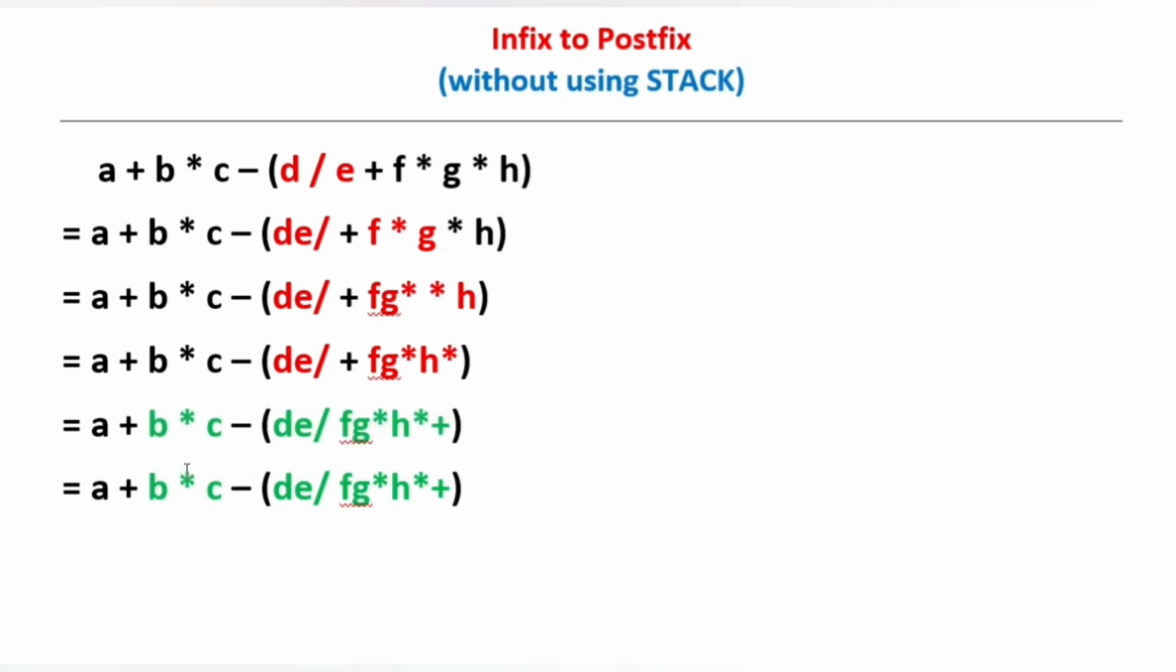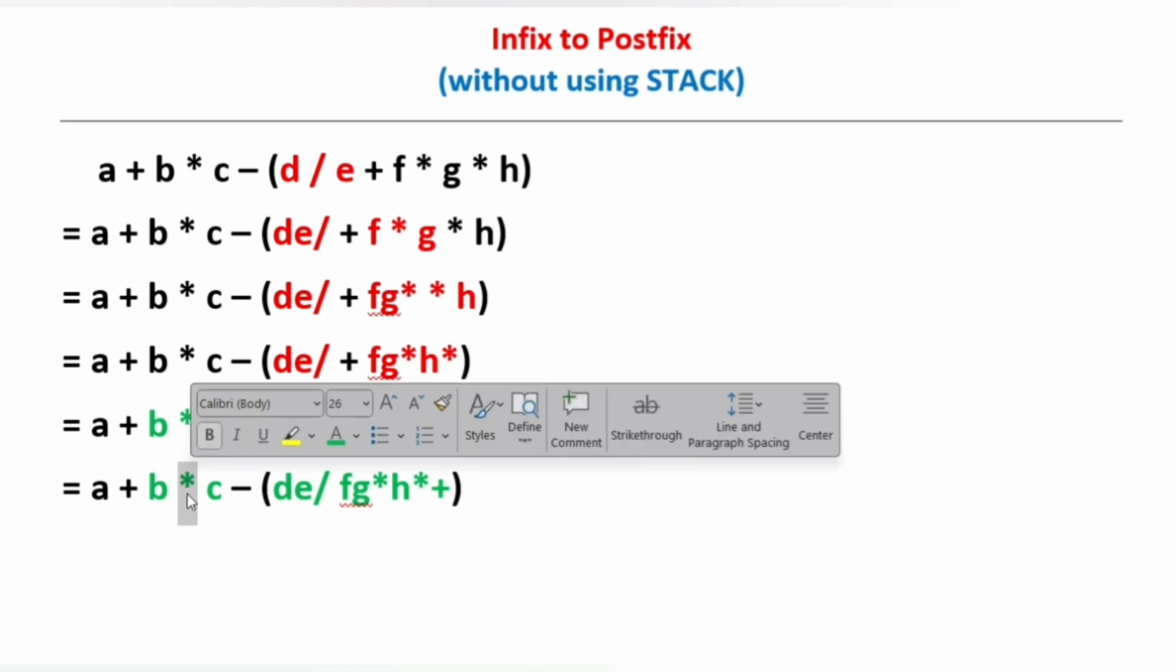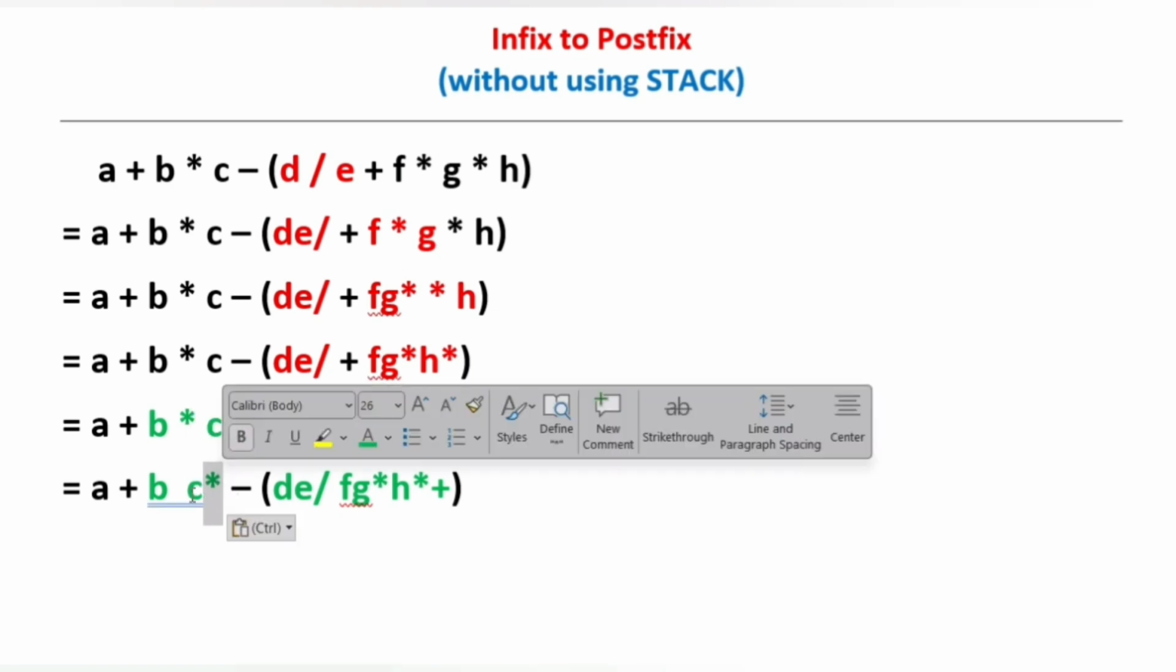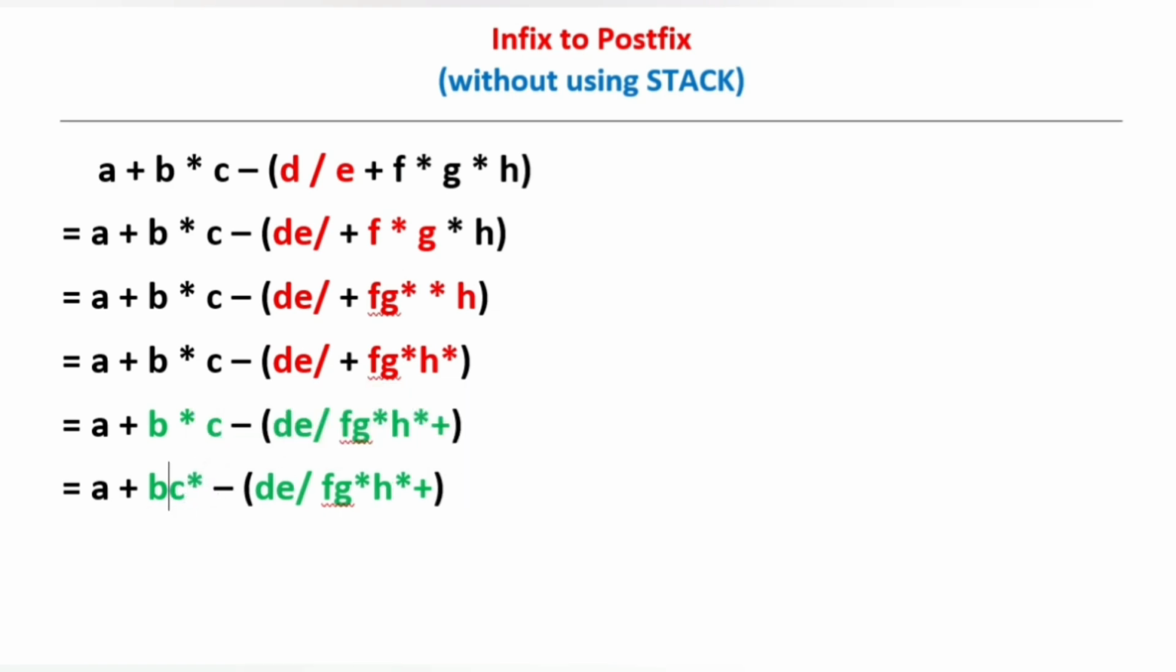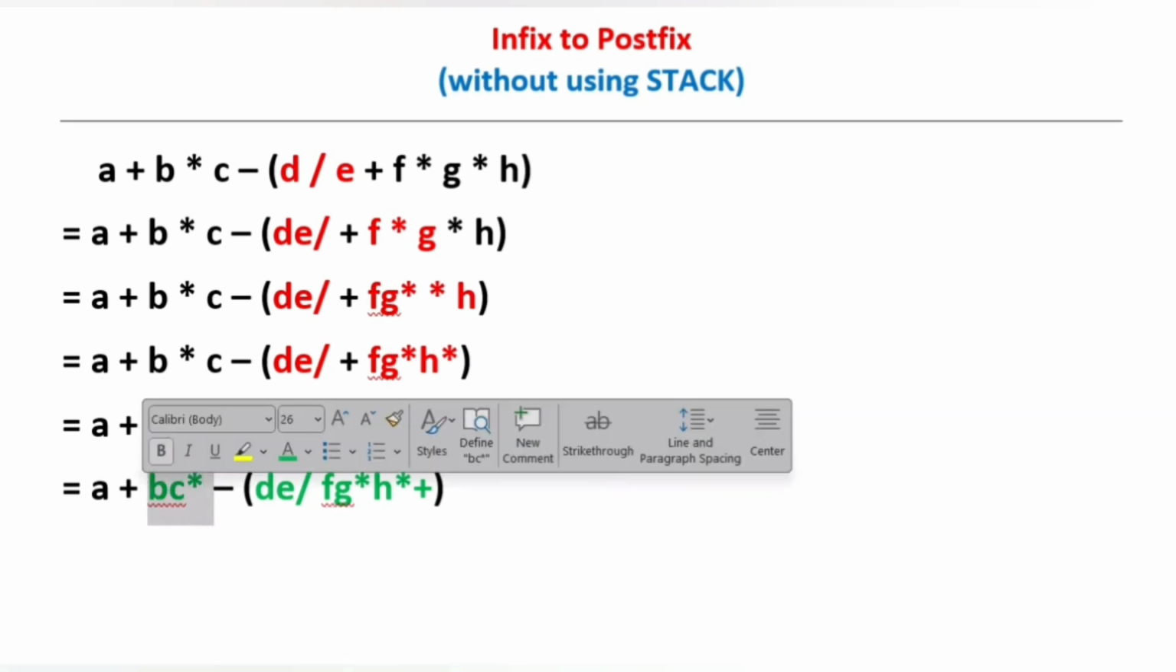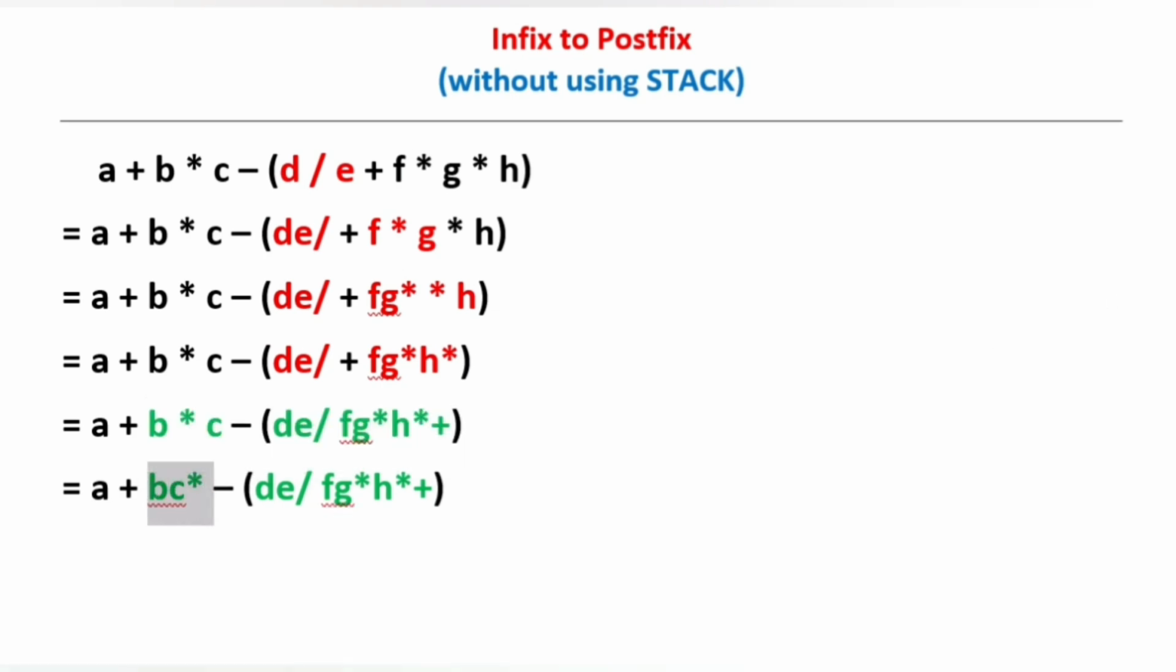So this multiplication operator will be placed followed by B and C. So it will be put after B and C. That's all. For this expression, B into C, we have got the postfix expression. B into C means BC multiply. That's all, we got it. I hope you understood. Now next line.